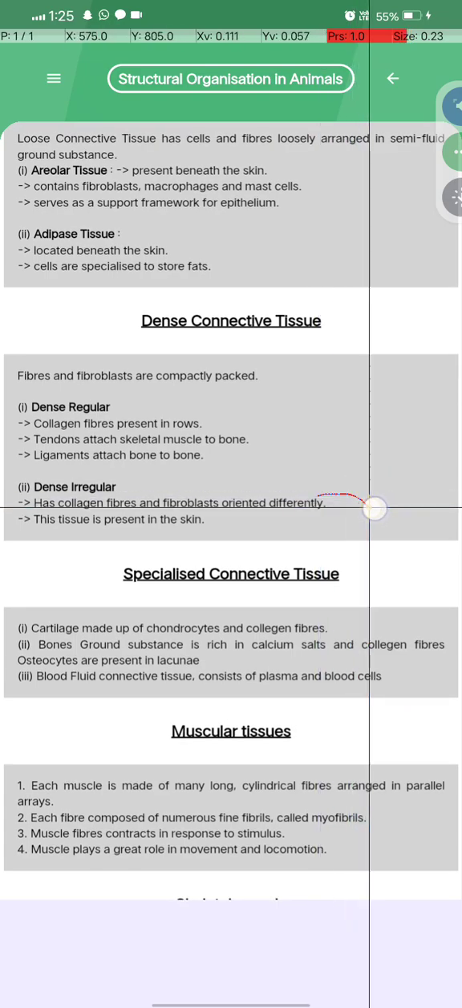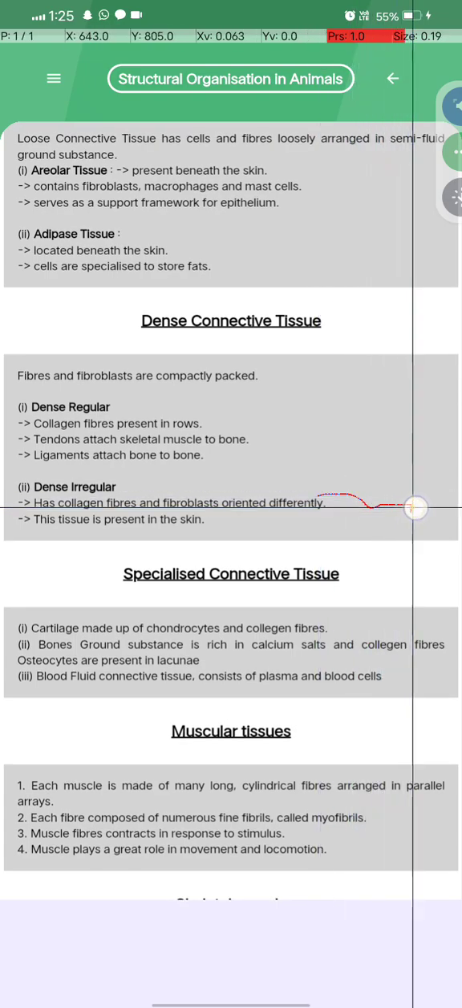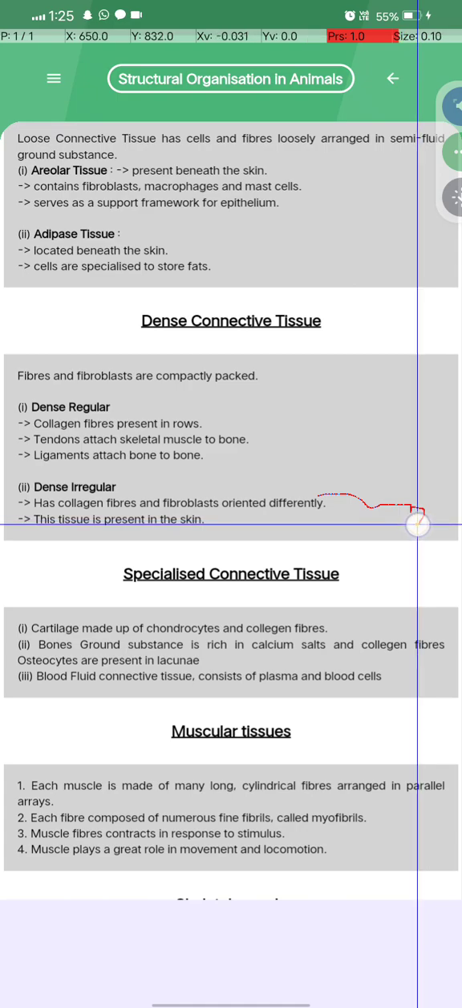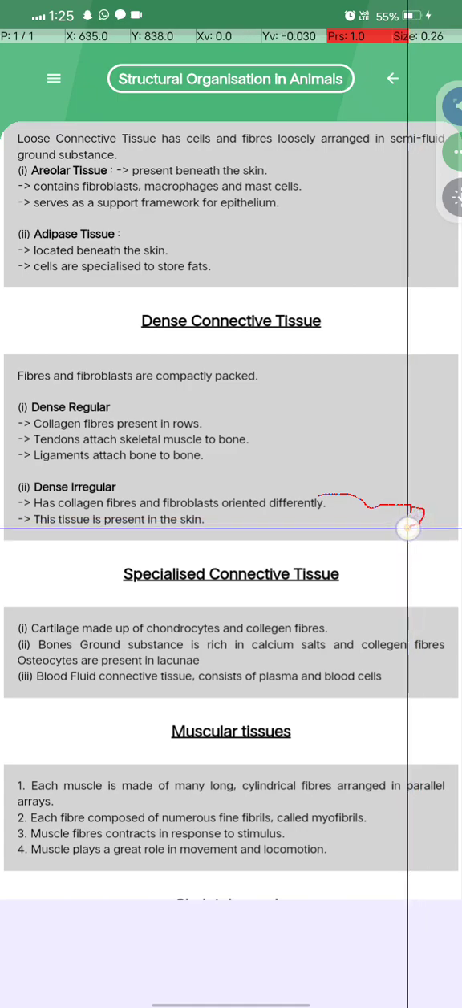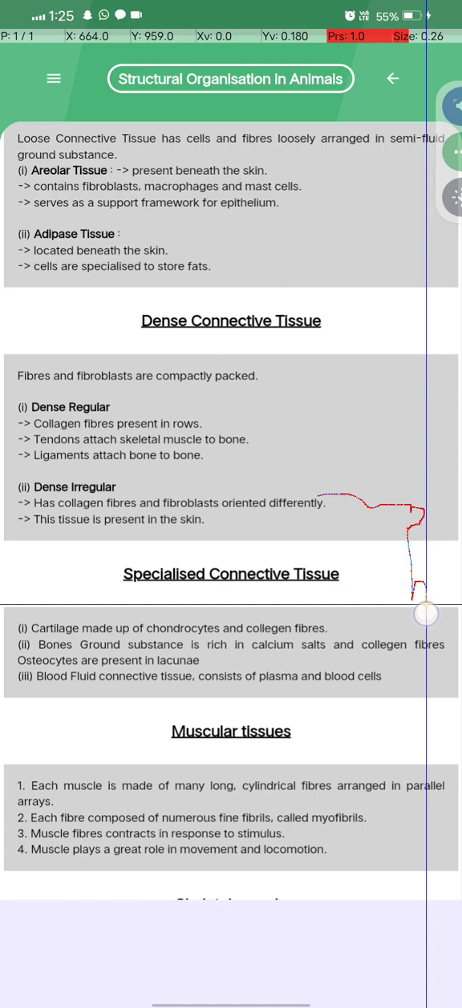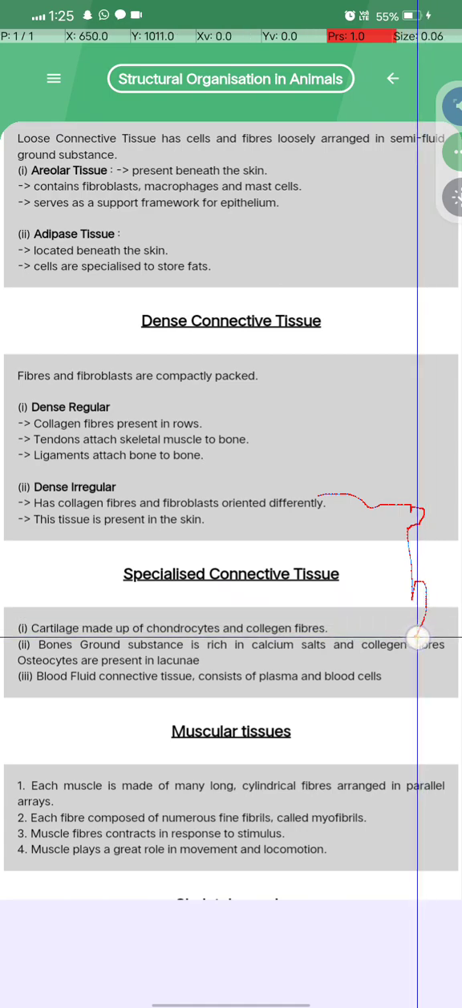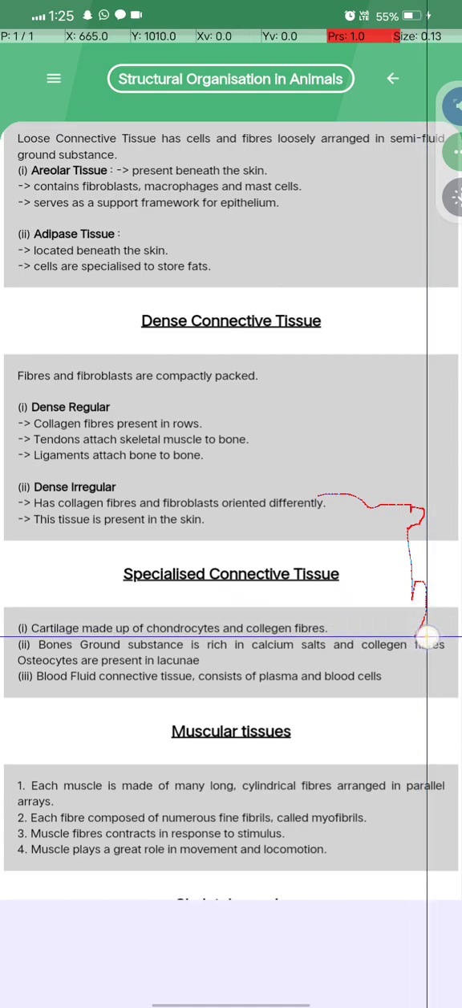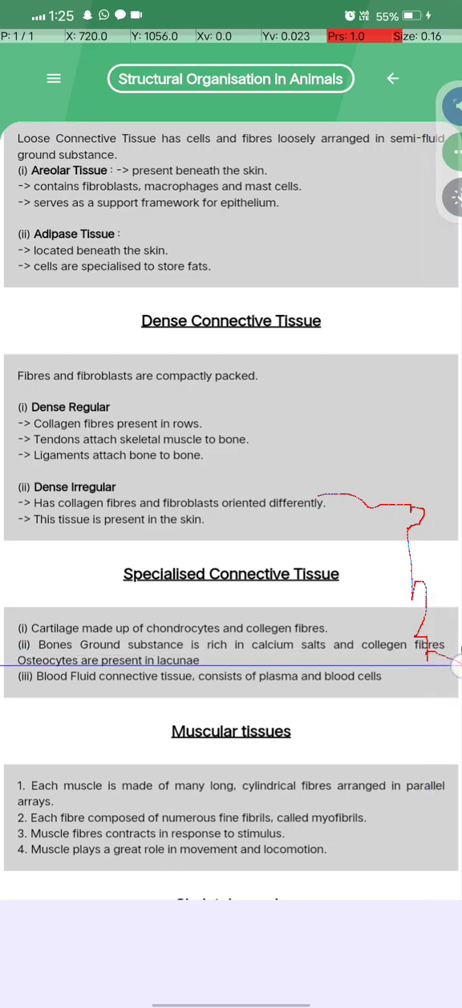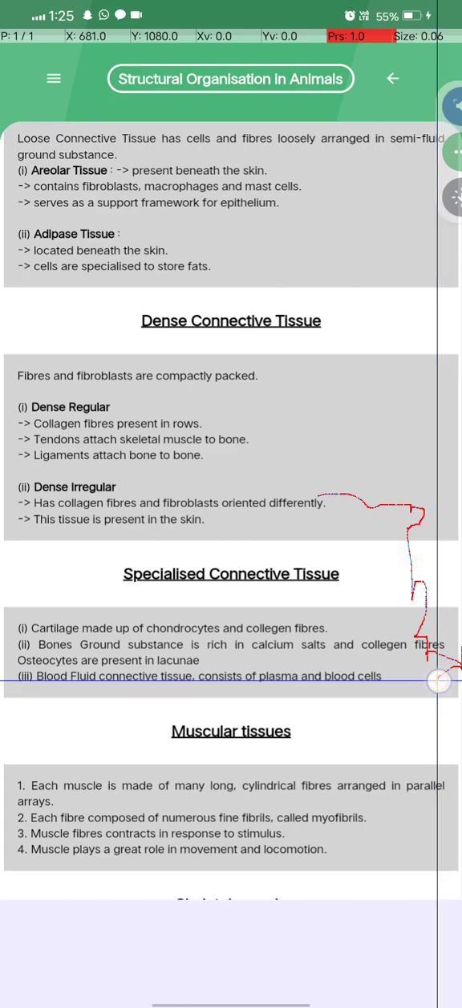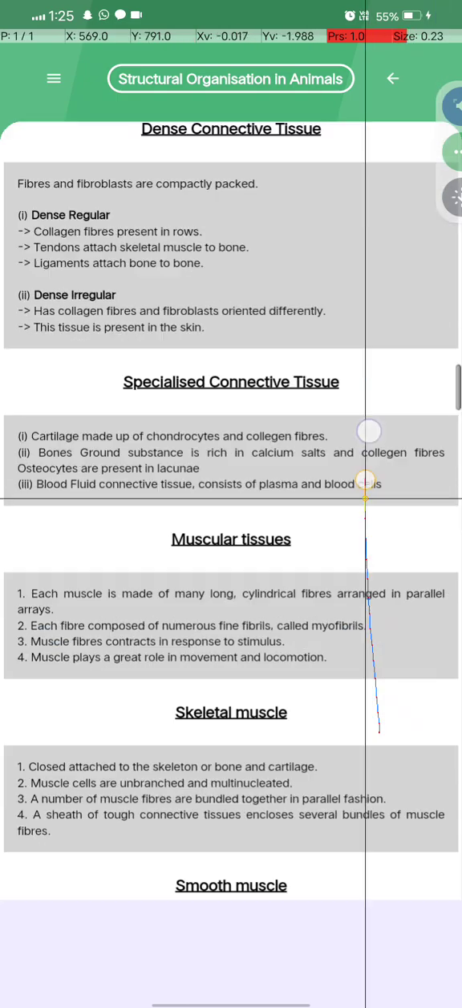Dense irregular tissue has collagen fibers and fibroblasts oriented differently, and the tissue is present in the skin. In specialized connective tissue, cartilage is made up of chondrocytes and collagen fibers. In bone, the ground substance is rich in calcium salts and collagen fibers, and osteocytes are present in the lacunae. Blood is a fluid connective tissue that consists of plasma and blood cells.